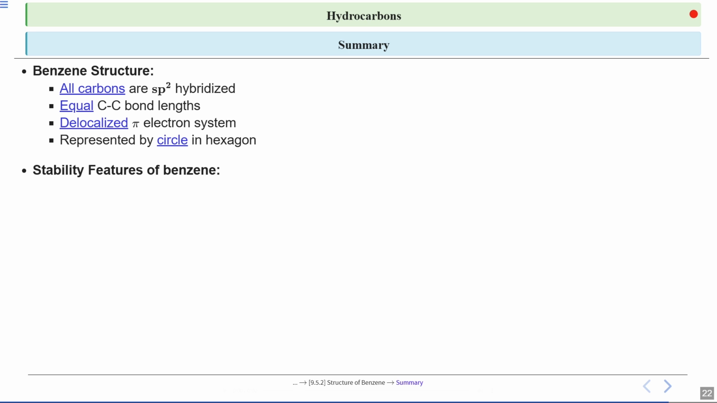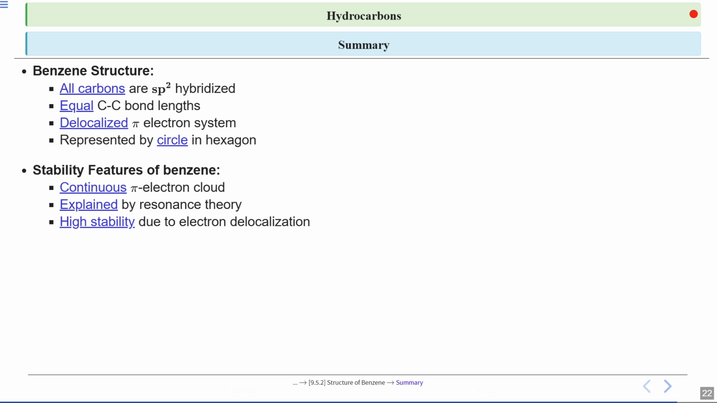Further, the stability features of benzene were due to the continuous pi electron cloud. This was explained well by the resonance structures, where your double and single bonds were moving or resonating across the ring, creating an electron cloud. Further, this gives high stability because your electrons are delocalized over a large plane. Now, they prefer substitution reactions rather than addition reactions due to the extra stability of the benzene ring.